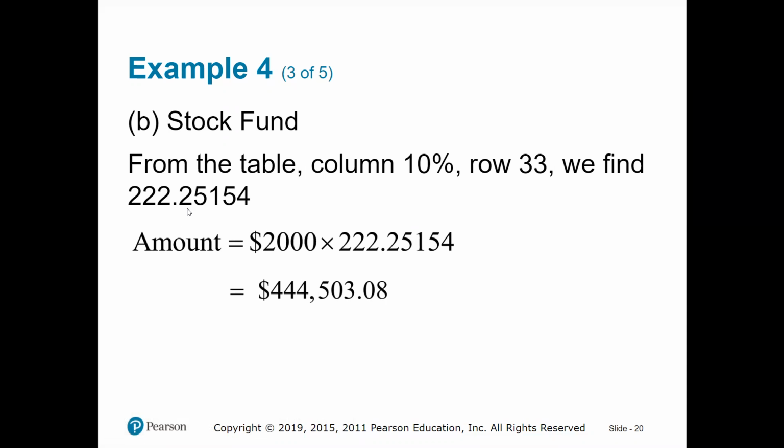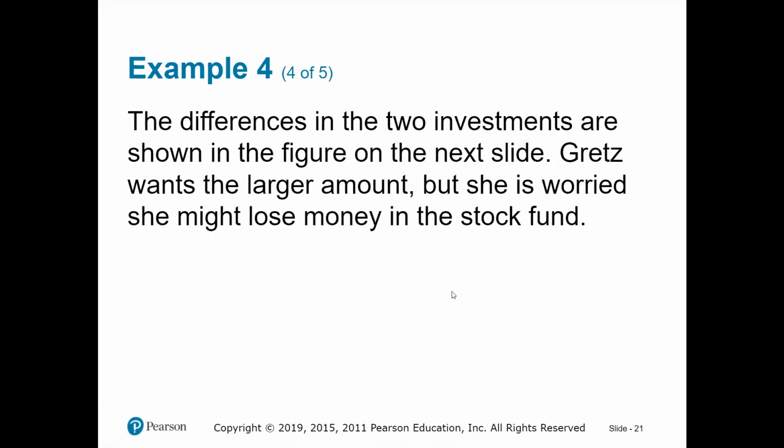So for bond B, or stock fund, from the table 10% and 33, we find 222.25154. Multiply it and you get $444,503.08. The difference in the two investments is shown in the figure on the next slide. Gretz wants the larger amount, but she is worried she might lose money in the stock fund.